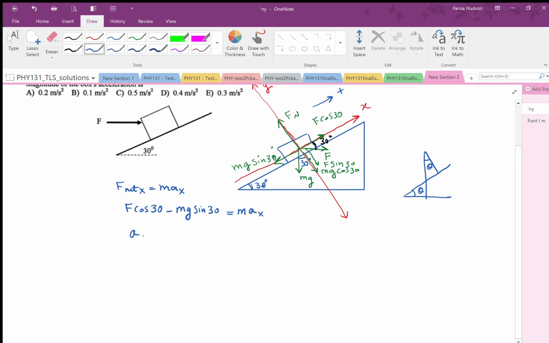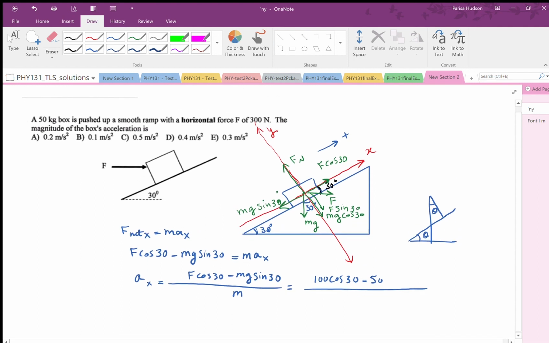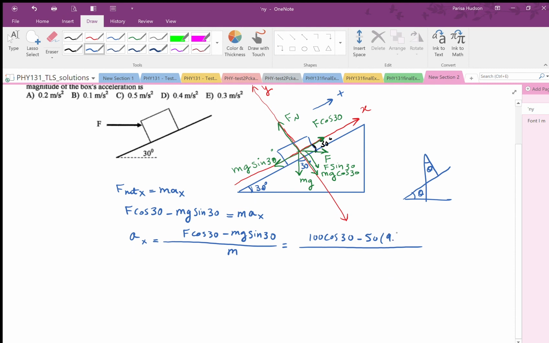If you isolate this equation for the acceleration of the box, you will have F cos 30 minus mg sine 30, divided by m. Sub in the values you have. F is 300 times cos 30 minus m, which is 50 kilogram, times 9.8, which is your g, times sine 30 degrees, divided by the mass of the box. If you do the calculation using your calculator, you're going to end up getting 0.3 meters per second squared.